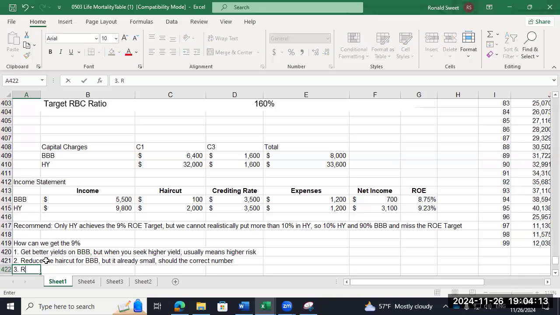The third thing is you can reduce your crediting rate, but that harms your competitive position.